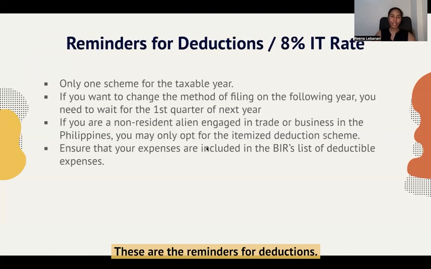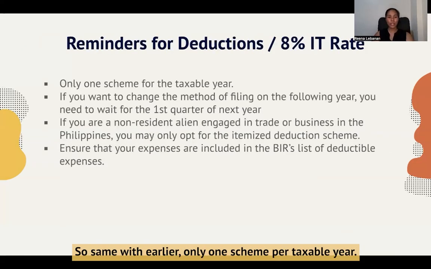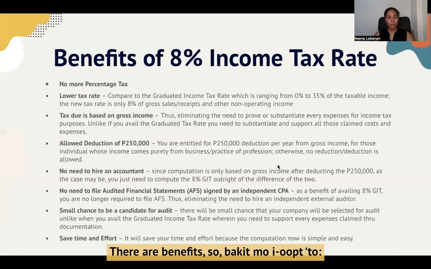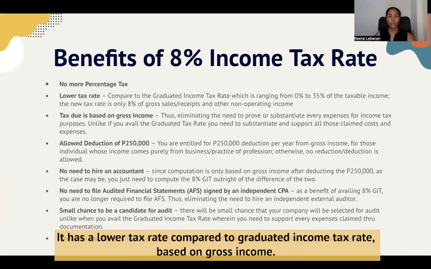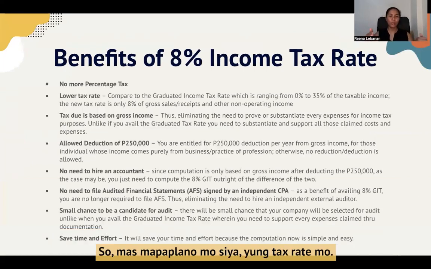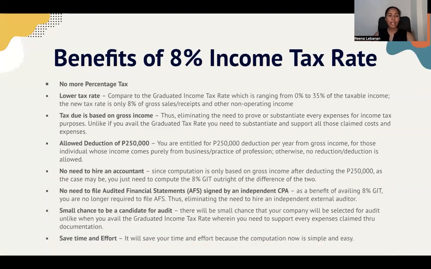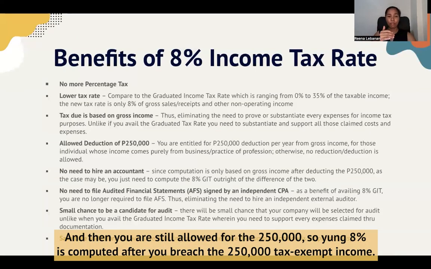These are the reminders for deduction. So same with earlier, only one scheme per taxable year. There are benefits, so bakit mo i-opt? You don't have percentage tax anymore. It's just the 8% for everything. Ito na lang talaga yung babayaran mo. It has a lower tax rate compared to the graduated income tax rate based on gross income. So mas mapaplano mo yung tax rate mo. And then you're still allowed the 250,000. So yung 8% is computed after you breach the 250,000 tax-exempt income na.